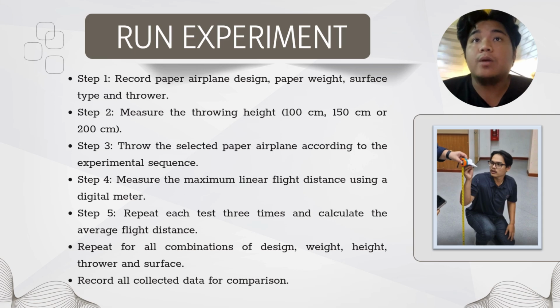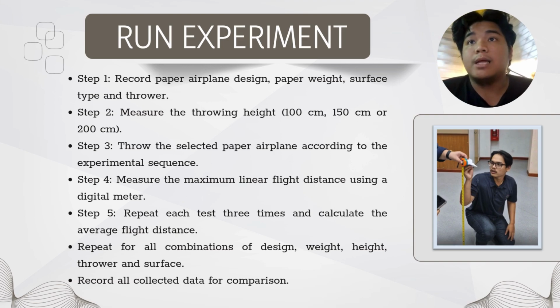Student 1, Far East, recorded the design: A, B, or C. Paper weight is 60 GSM, 70 GSM, or 80 GSM. Surface type: smooth at Dewan Kuliah Unimat or rough at the car parking area. And the assigned role: student 2, Alim, or student 3, Azhar.